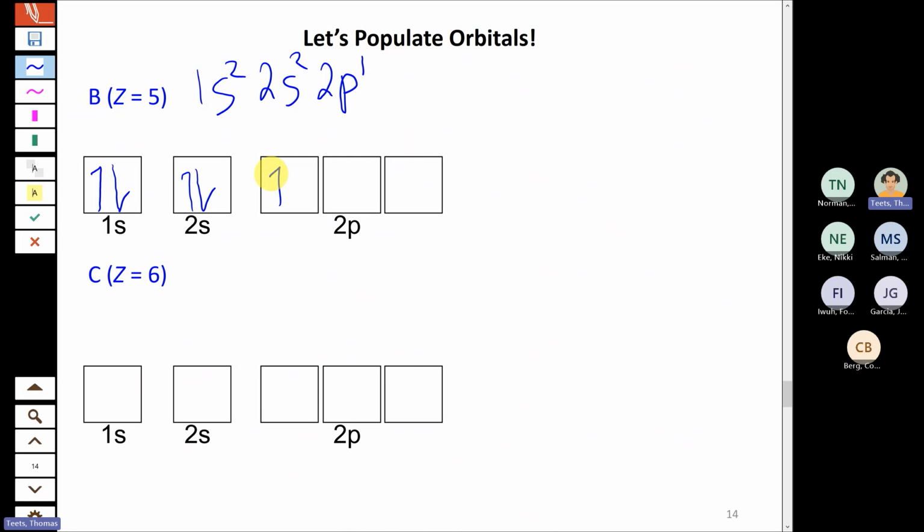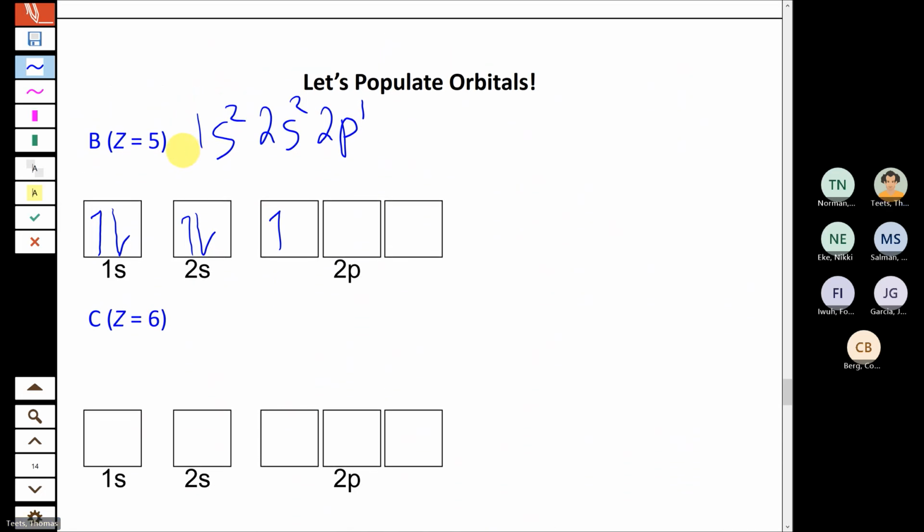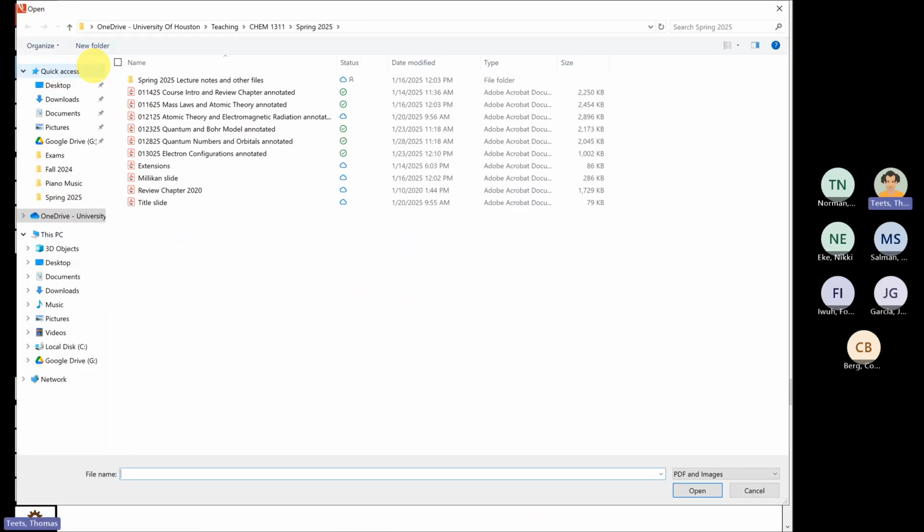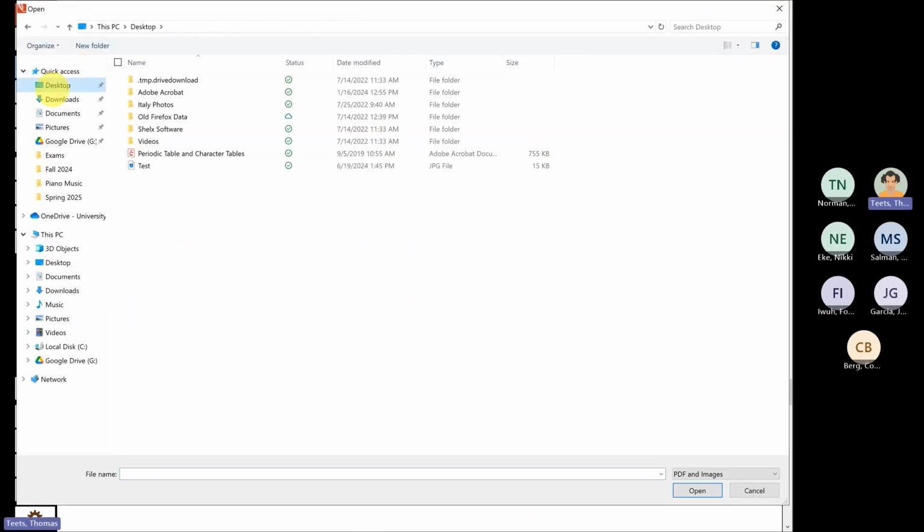All right. So now let's go to one atom over, carbon, which is Z equals 6, the sixth element on the periodic table. So I'll open up the periodic table as a separate file. It makes it a little bit faster for me to switch back and forth.